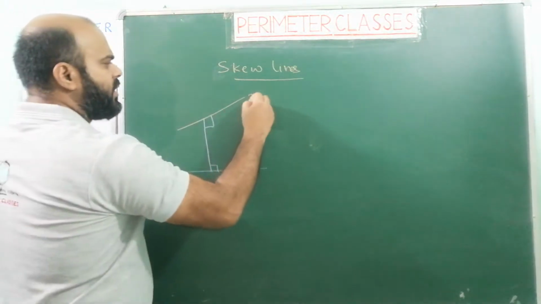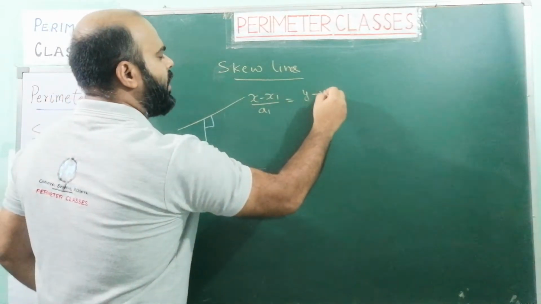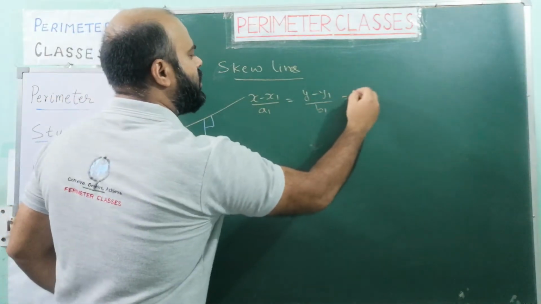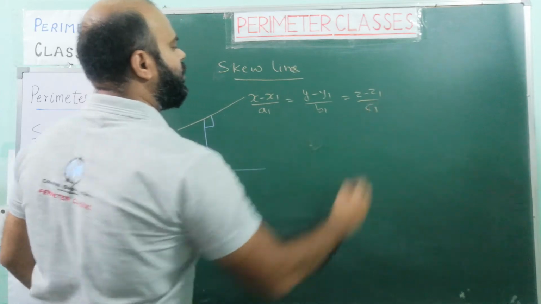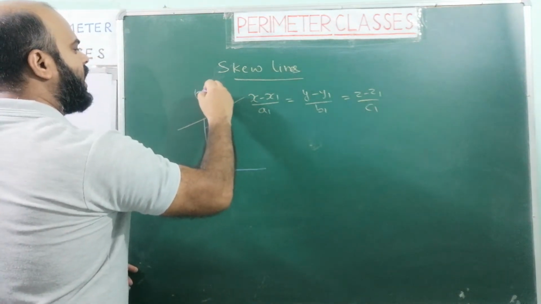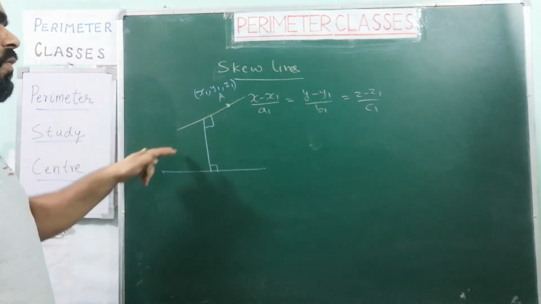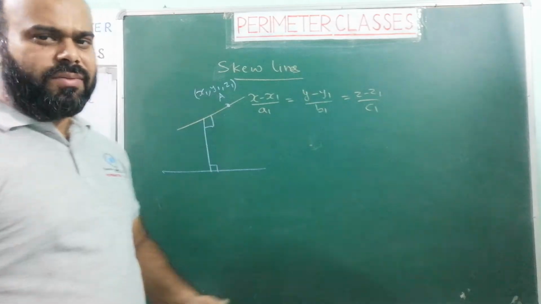If we consider that this line has the equation (x minus x1)/a1 equal to (y minus y1)/b1 equal to (z minus z1)/c1. It means that there is a point A here, which is (x1, y1, z1), and the direction ratio of this line is a1, b1, c1.